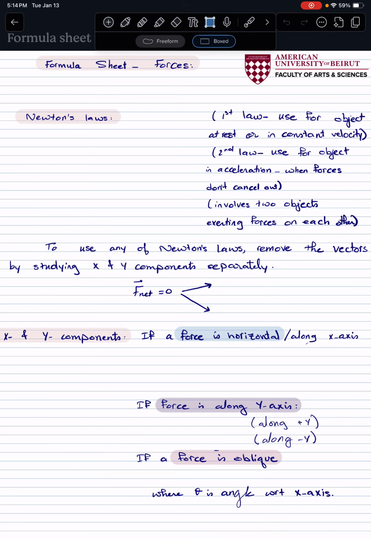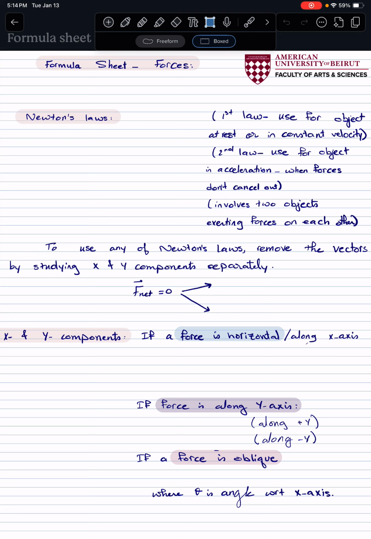So in this video, I'm gonna be summarizing some main concepts on forces. I'll start with Newton's laws, which give us relationships between the forces that can act on an object. Namely, I start with the first law, which we usually use when we want to study objects that are at rest or at a constant velocity.